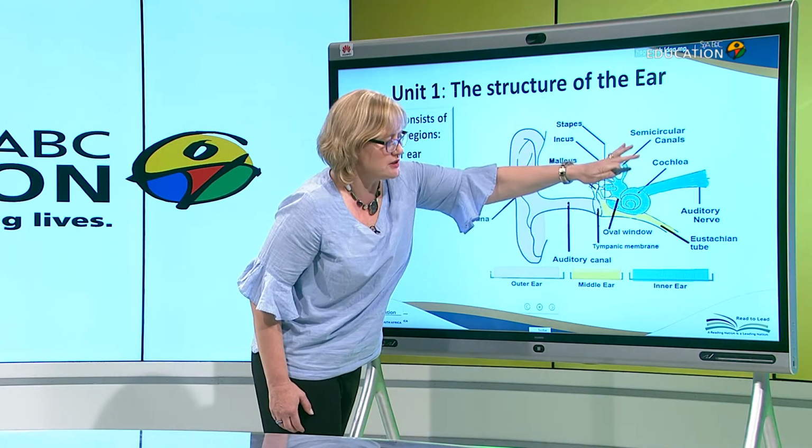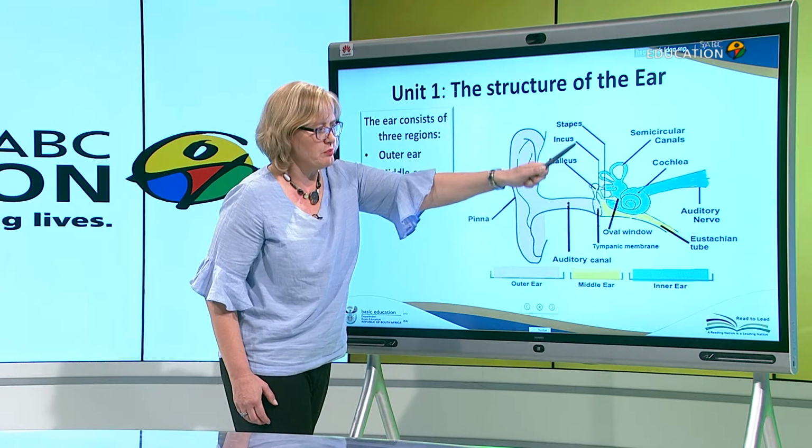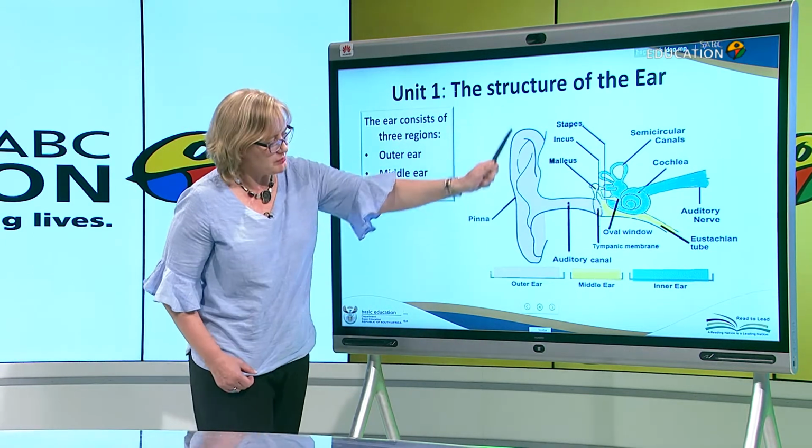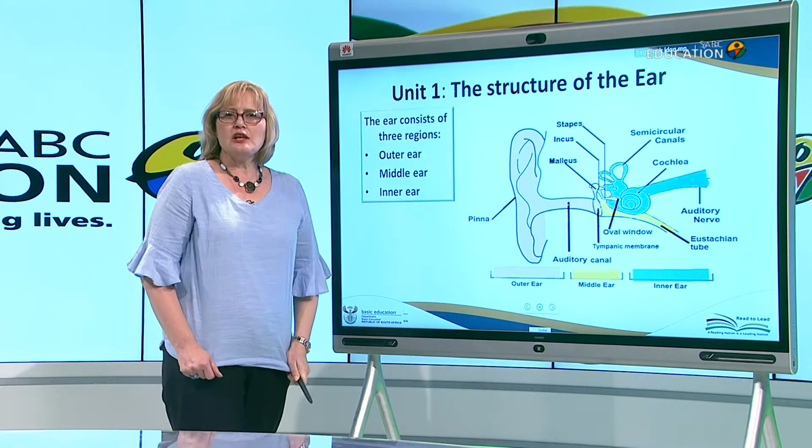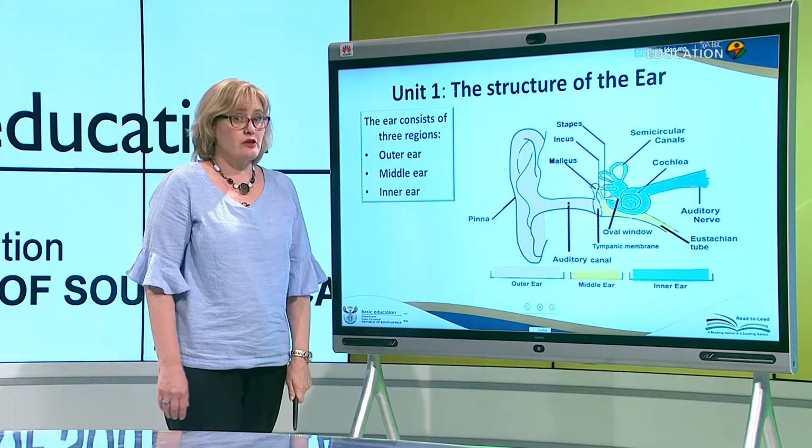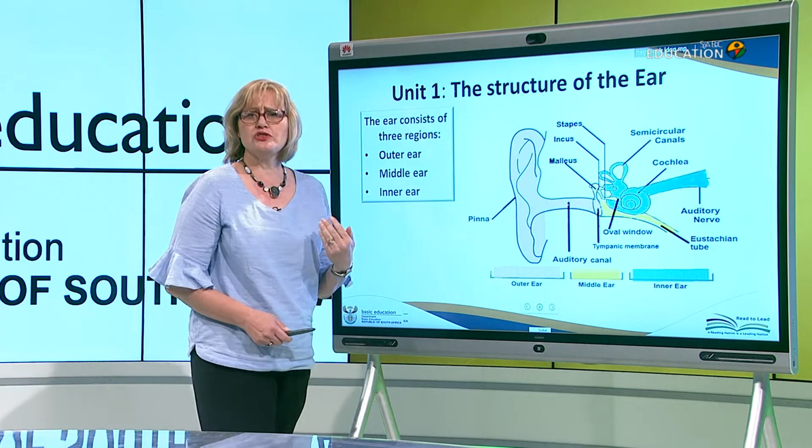So this blue part here is the inner ear. You've got your yellow part, which is the middle ear, and you've got the pink part, that's the outer ear. So there's lots more going on in your ear than you ever thought. But let's go into the detail now.